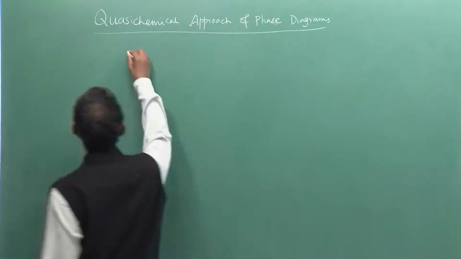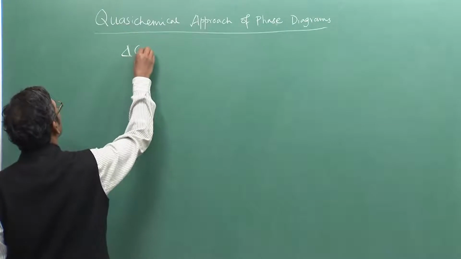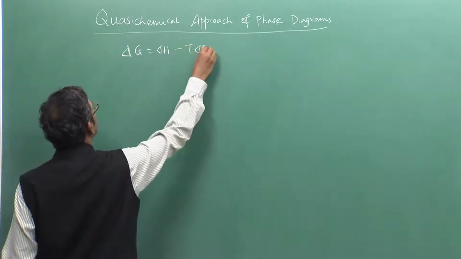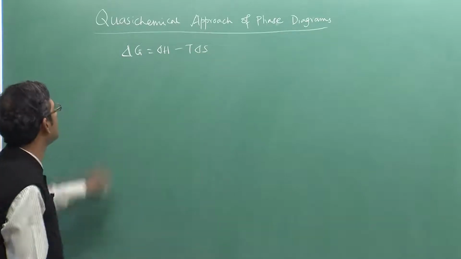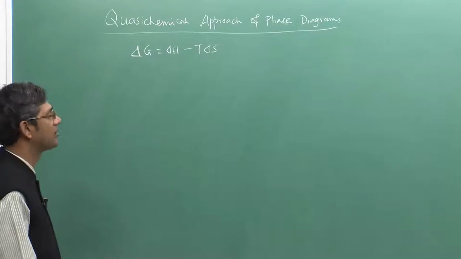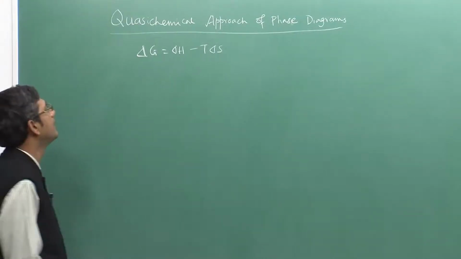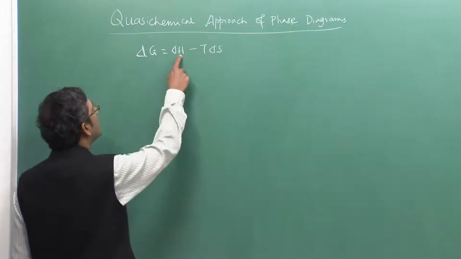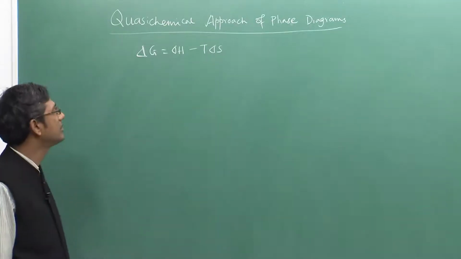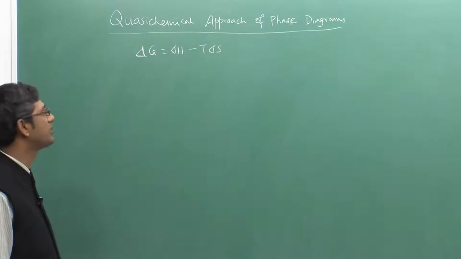So, as you know, the important parameter for the stability of any phase is the free energy change, delta G. Delta G is nothing but the change of free energy when you add two elements together to form a solid solution or liquid solution, and delta G is equal to delta H minus T delta S, where delta H is the enthalpy change and delta S is the entropy change.